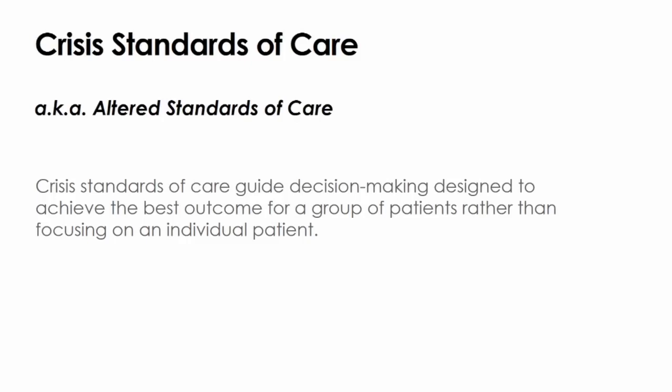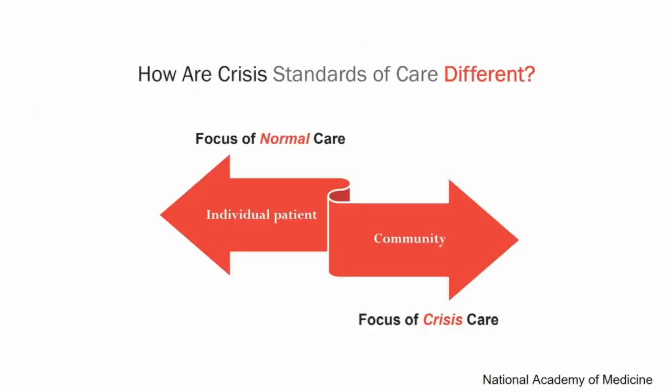So what does it mean when we transition into crisis standards of care? Also called altered standards, the crux of decision-making is that in the setting of limited resources, whatever that resource may be, care and allocation of those resources and that care is deployed and designed to achieve the best outcome for a community, rather than focusing on the individual patient, which kind of sums it up.